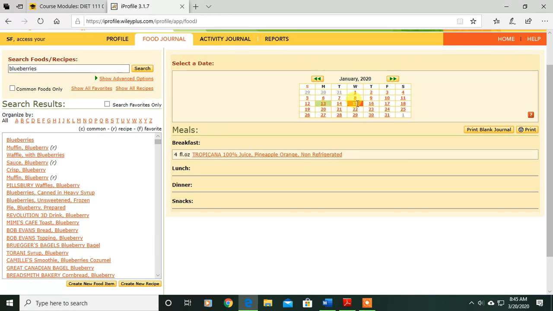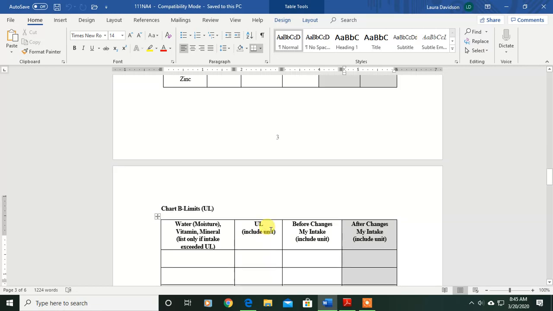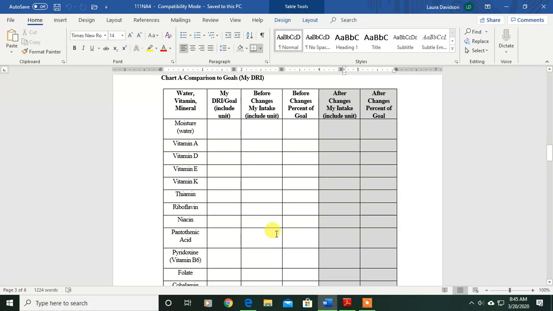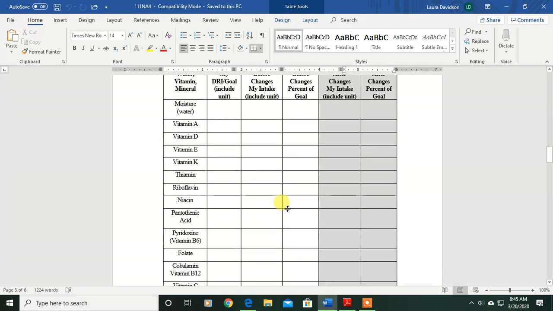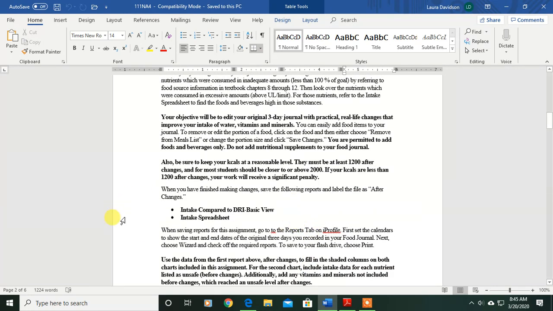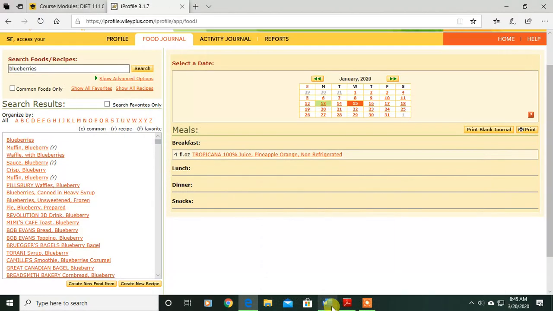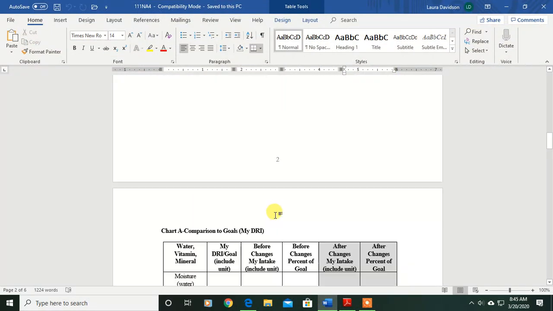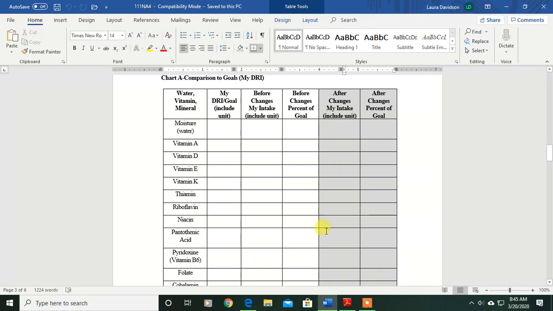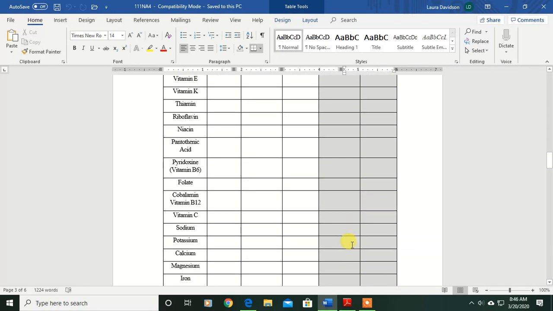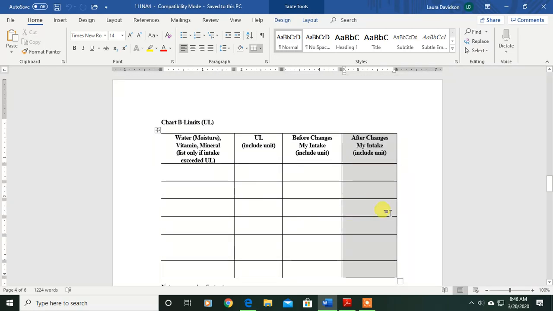So you're going to look through your 3 days, and with your results of your original white area of the chart here, you're going to make changes. Now you're going to make changes to the best of your ability, and then you're going to run these 2 reports and save them, by the way. So the intake compared to DRI and the intake spreadsheet, because that is going to give you the data to fill in the gray area of the chart. Before changes, after changes. Before changes, after changes.